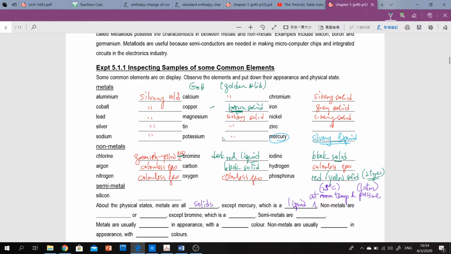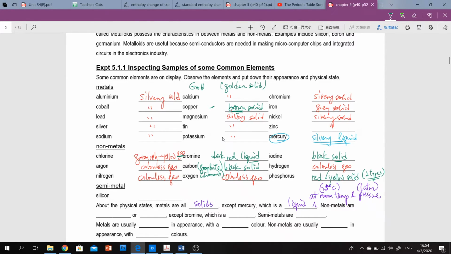Just like carbon, we have at least two types. One of them is graphite, which is black. But do you want to talk about diamond, Mr. Chin? Yes, diamond is not a black solid. It's just a colorless solid, a crystal clear solid.